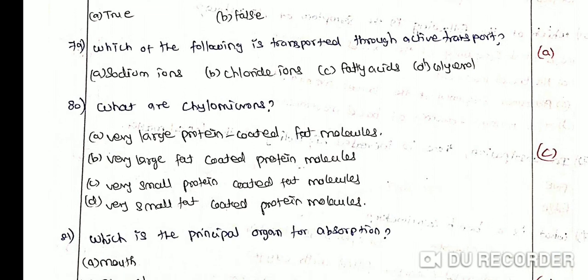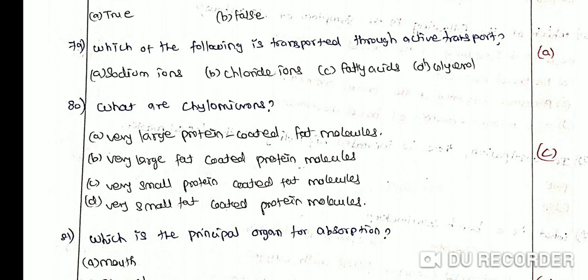What are chylomicrons? Option A, very large protein coated fat molecules. Option B, very large fat coated protein molecules. Option C, very small protein coated fat molecules. Option D, very small fat coated protein molecules. The correct answer is option C, very small protein coated fat molecules.